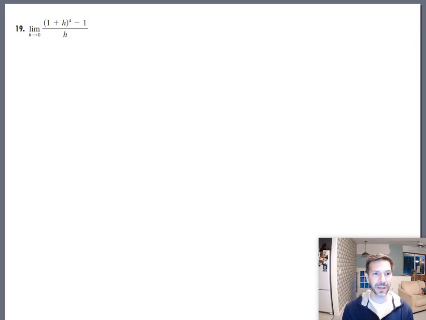On 19, the big thing is this 1 plus h to the fourth. So let's work on simplifying that. First of all, I'm going to do that off to the side, kind of as a separate problem.